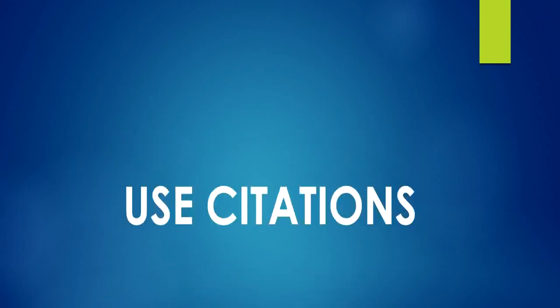So next point we have, point number 8, is use citations. Very important. Use citations when you are paraphrasing because they are very important. They will help you in avoiding and reducing your plagiarism. You can use citations at the start of the paragraph and at the end of the sentence as well.